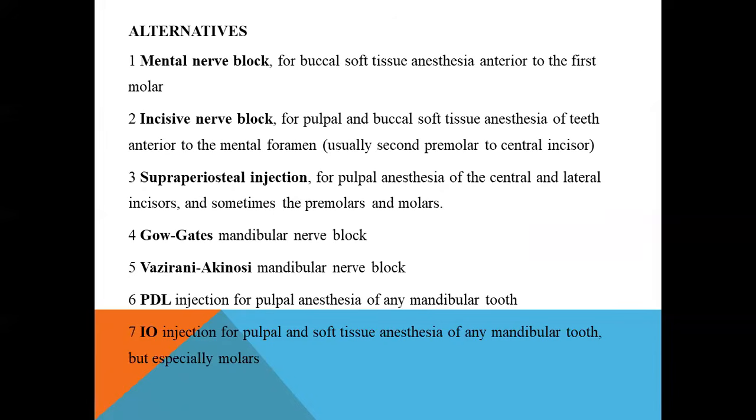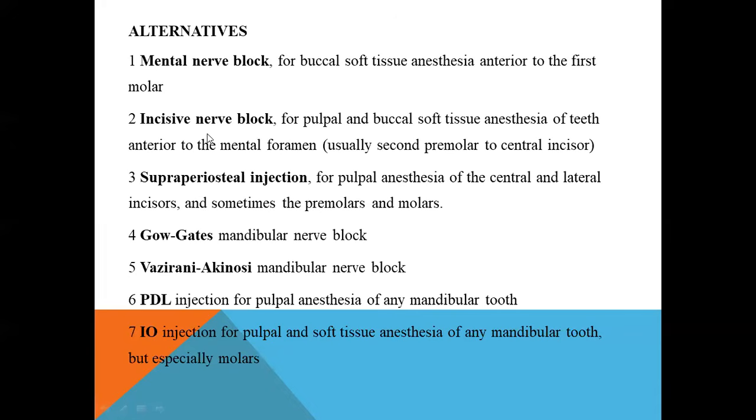What are the alternatives if inferior alveolar nerve block is not possible for that patient? It includes mental nerve block. When you give a mental nerve block, the structure anesthetized is buccal soft tissue anterior to the first molar. Other is the incisor nerve block for pulpal and buccal soft tissue anesthesia of teeth anterior to the mental foramen, which means usually second premolar to the central incisor. Supraperiosteal injection for pulpal anesthesia of central and lateral incisors, sometimes the premolars and molars.